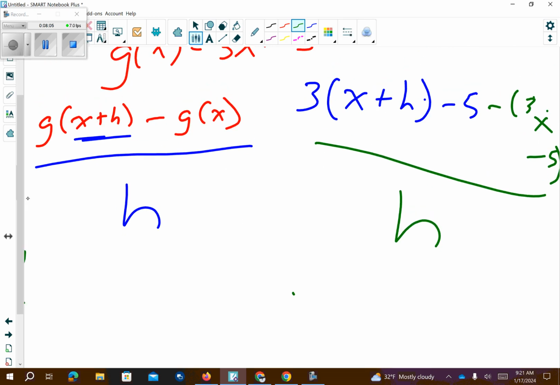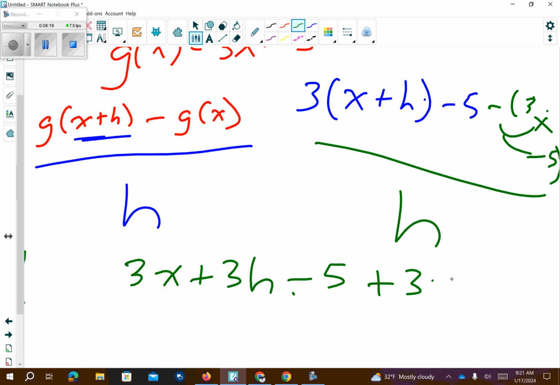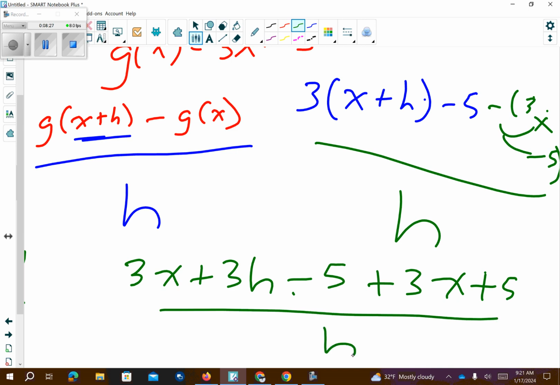All right. So first thing I'm going to do is I'm going to go 3 times x and 3 times h. So I get 3x plus 3h minus 5. Distribute the negative here and here. So I'm going to get minus 3x plus 5. And then the whole thing's going to be divided by h. I already made a mistake. I was supposed to distribute a negative. That was supposed to be a minus sign.